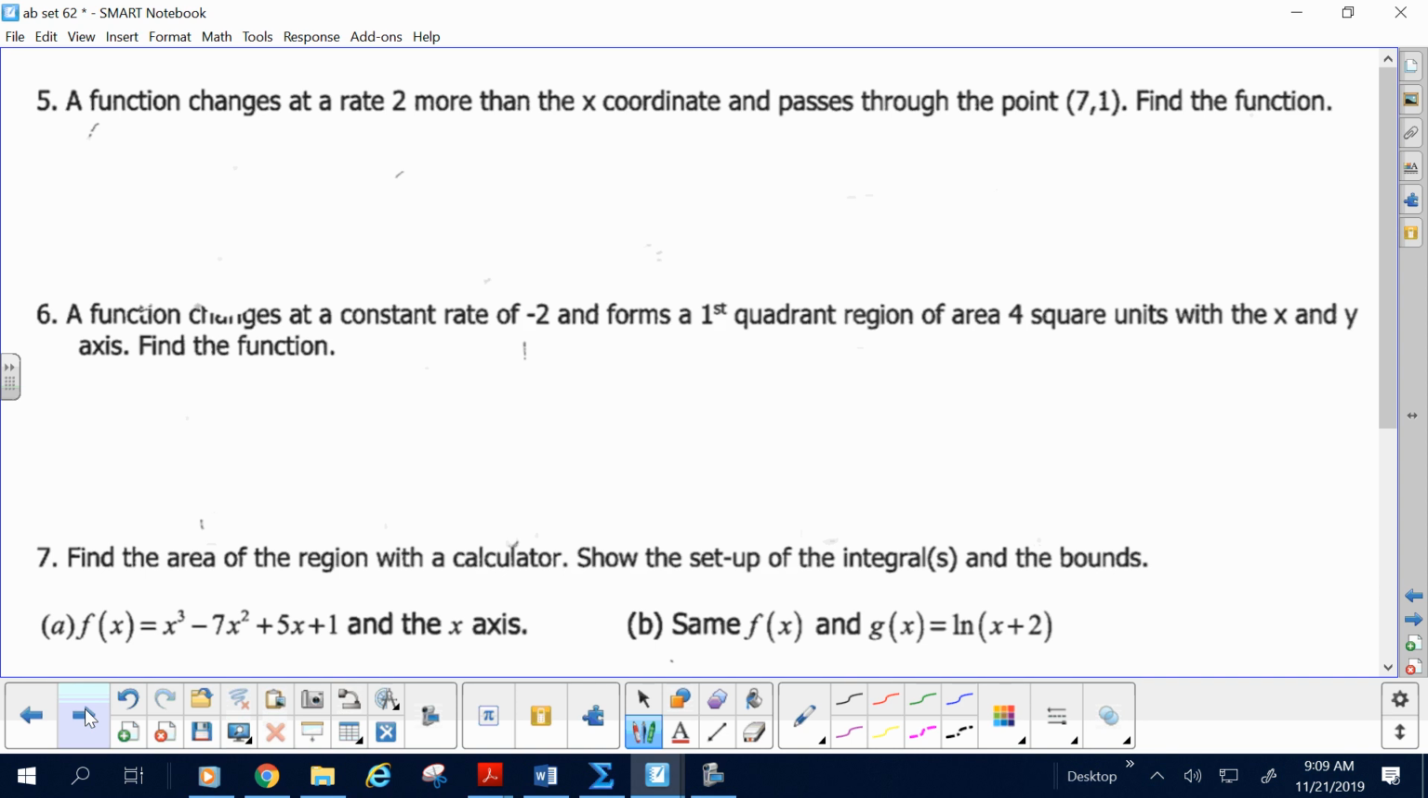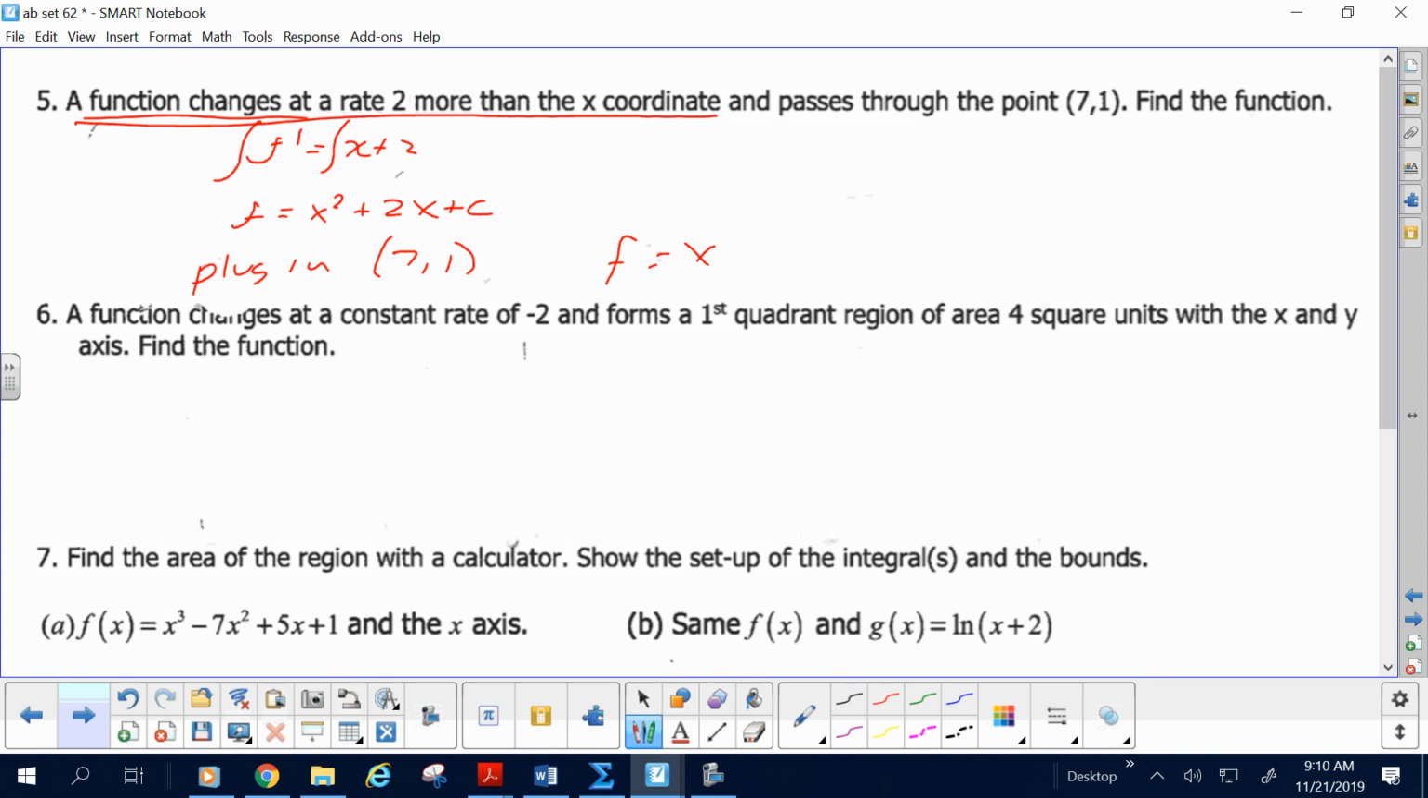All right, how about this guy? If the function changes at a rate of 2 more than the x coordinate, what do you make out of that? F prime is 2x or x plus 2? X plus 2. So f is x squared plus 2x plus c. If you integrate, how do you get the c? You plug in the point and you get your answer, x squared plus 2x minus 62.